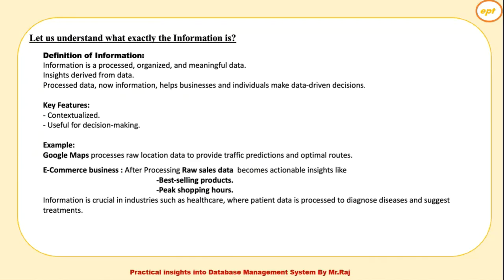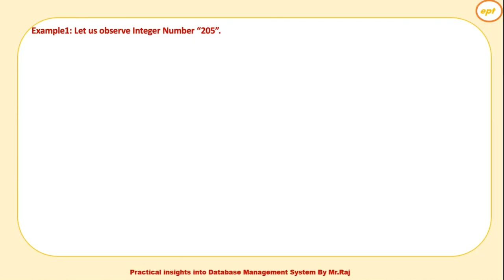Then it comes to information. Information is processed, organized and meaningful data, the insights derived from the data. In more technical terminology, if you have processed data, that is information, and that will be really useful for business organizations to take decisions very effectively. I hope you are getting what I am saying. So we will move ahead and understand more examples related to information.